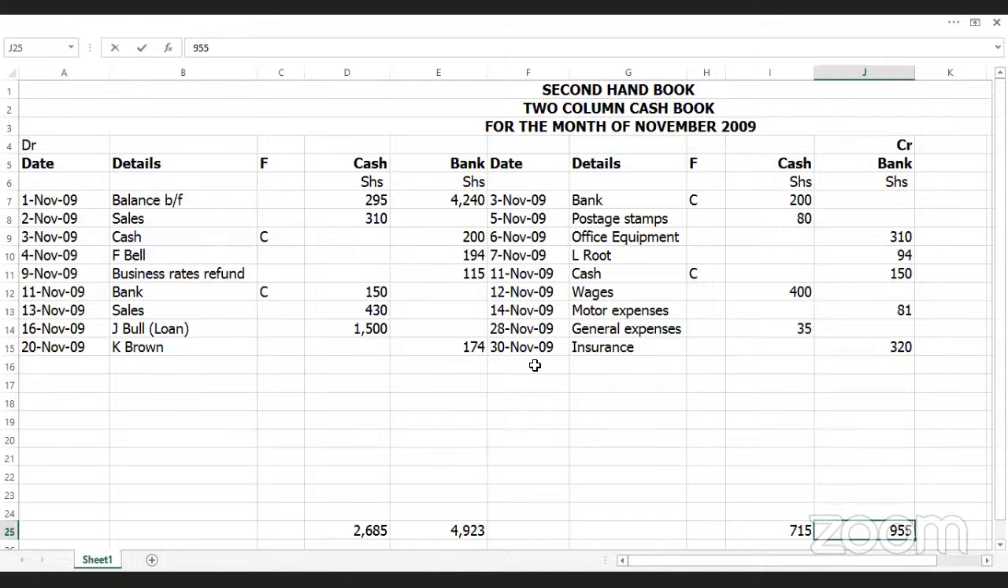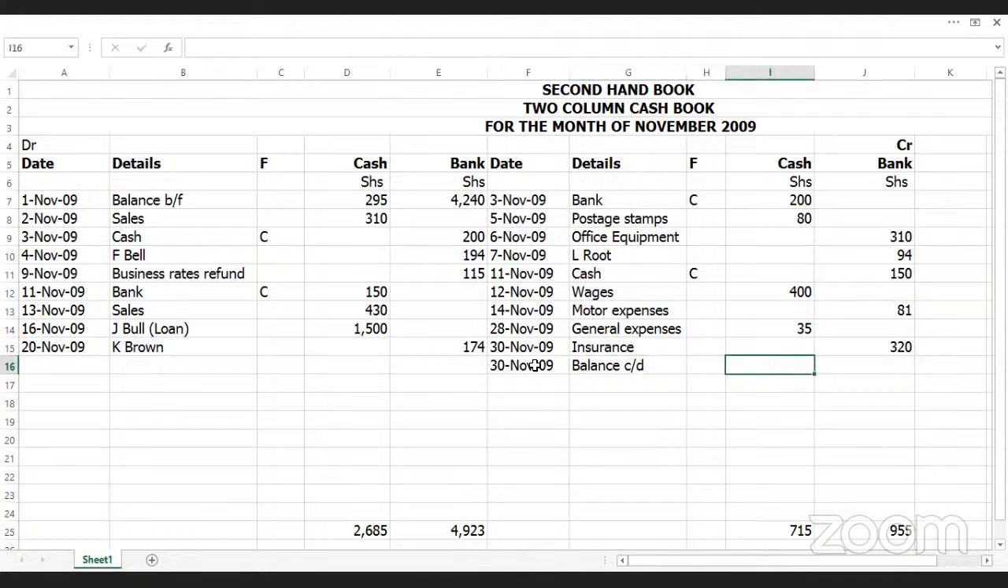So at the end of the month, you come to the date column and write 30th November 2009. You say balance carried down. We call that balance carried down or carried forward.